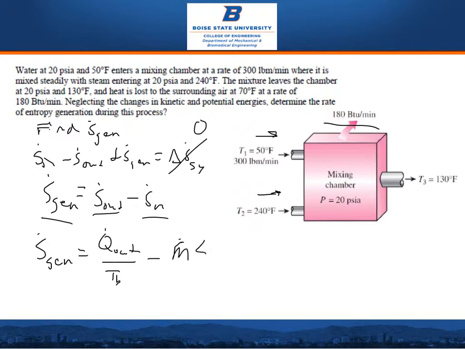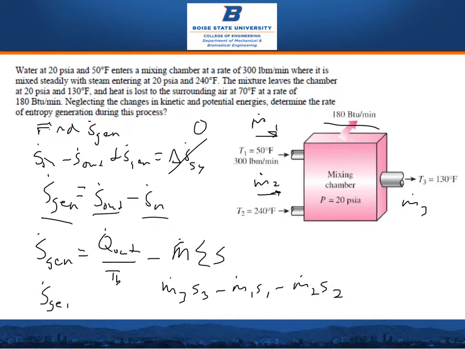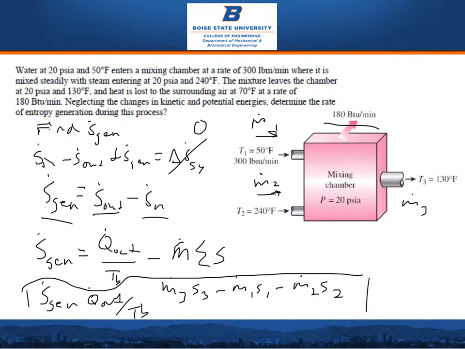the m dot times the sum of our entropies, which in this case is going to be m dot 3 S3. This we're going to label as m dot 3. I'm going to call this m dot 1 and this m dot 2, for the mass flow rate. So m dot 3 S3 minus m dot 1 S1 minus m dot 2 S2. Okay, S dot gen equals that plus Q out over TB. So this is the main formula that we're going to use. For right now, really the only thing we know is m dot 1. Everything else we're going to have to figure out.